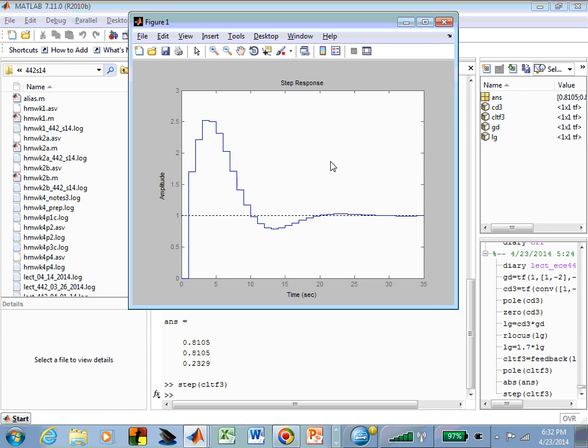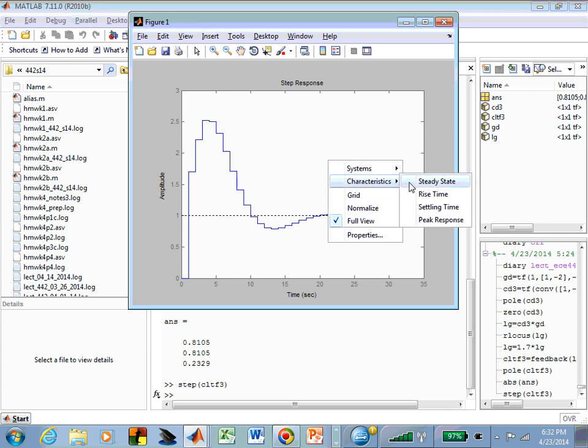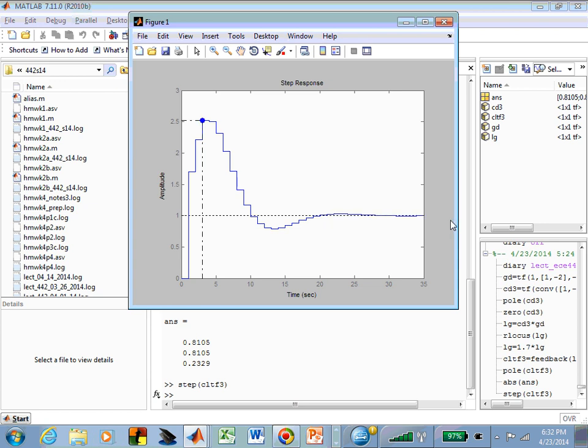Yes? So if I wanted to, I could right-click and say, show me the characteristics. I could look at the peak response, and then I could go over here and say, what's my overshoot? So now my overshoot is 152% instead of 350%. Maybe that's better. And I am still settling at 1. Yes?